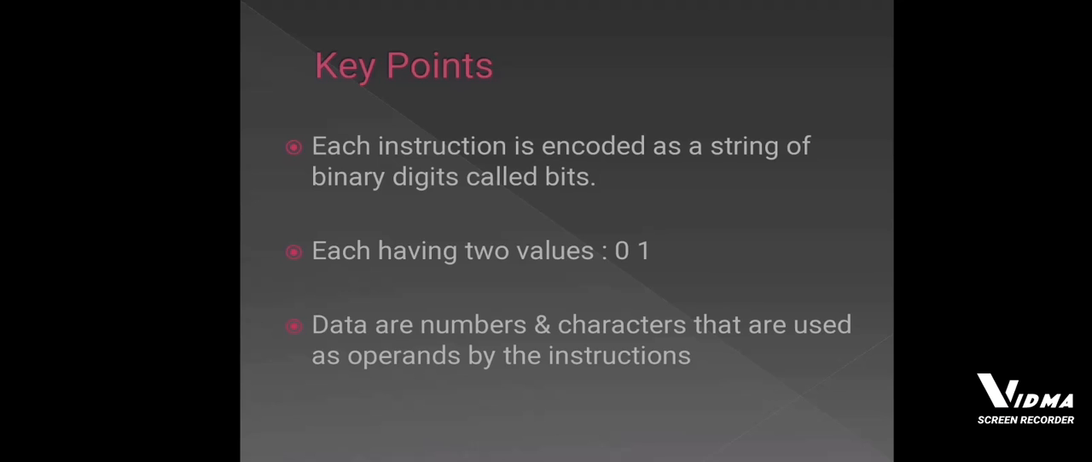And we know that each instruction is encoded as a string of binary values, that is, binary digits, or bits. It can hold zeros and ones, which is machine language. So it consists of zeros and ones. Data are nothing but numbers and characters that we use to perform some operations.